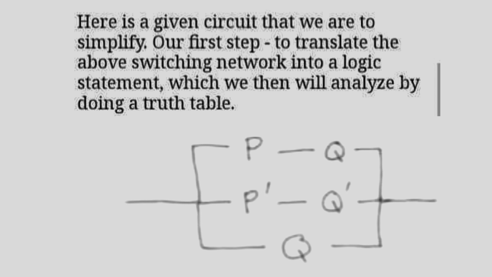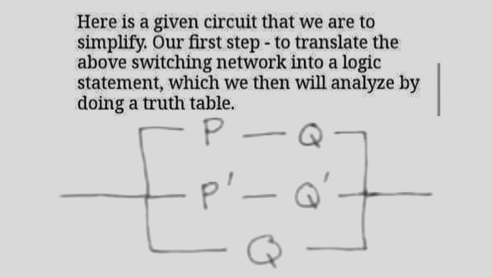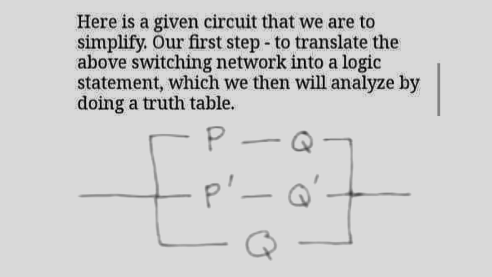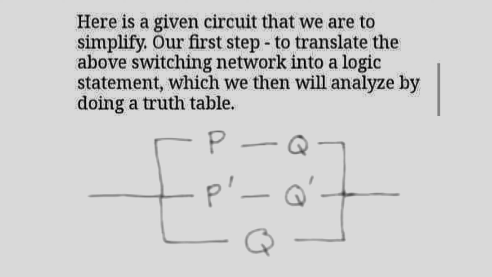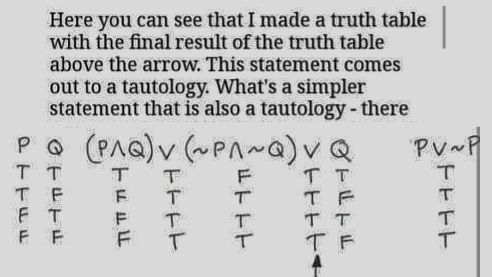Here is a given circuit that we are to simplify. Our first step is to translate the above switching network into a logic statement, which we then will analyze by doing a truth table. Here, you can see that I made a truth table with the final result of the truth table above the arrow. This statement comes out to a tautology.